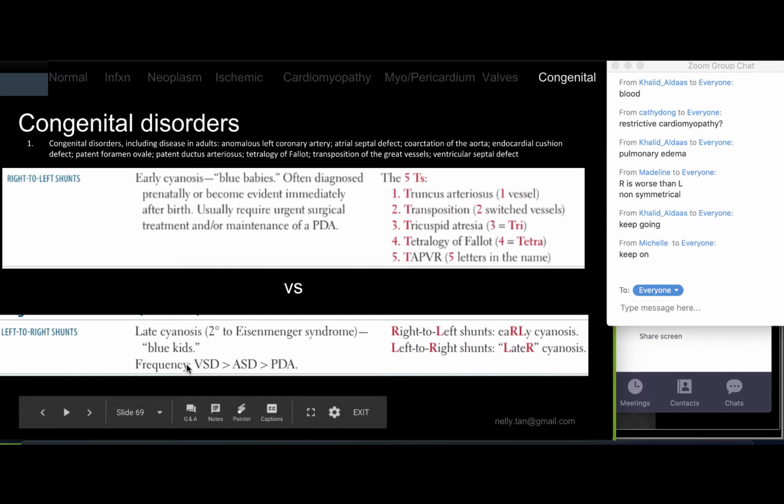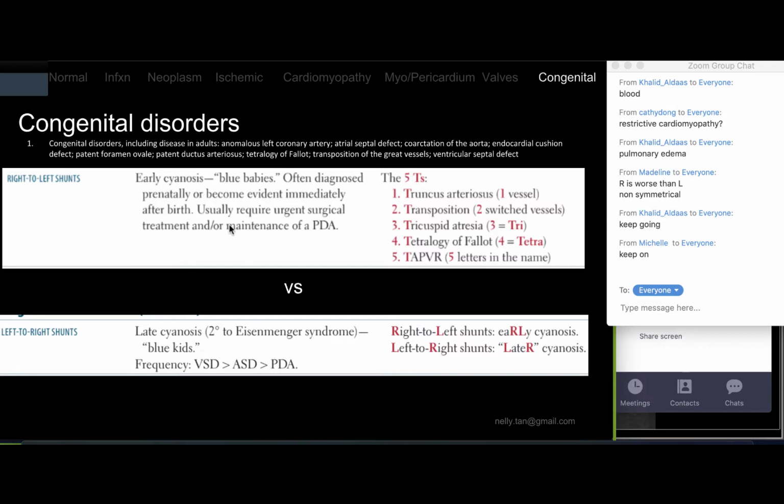The most common cause for left to right is a VSD, and that's kind of cool because you can now repair that percutaneously too, and put an Amplatz device across the VSD instead of, again, open heart surgery. The right to left shunts we typically see in children. These are truncus arteriosus, where instead of having a pulmonary artery and aorta, you just have one trunk. Transposition, where the two vessels are switched congenitally. Tricuspid atresia, where you basically have one ventricle.